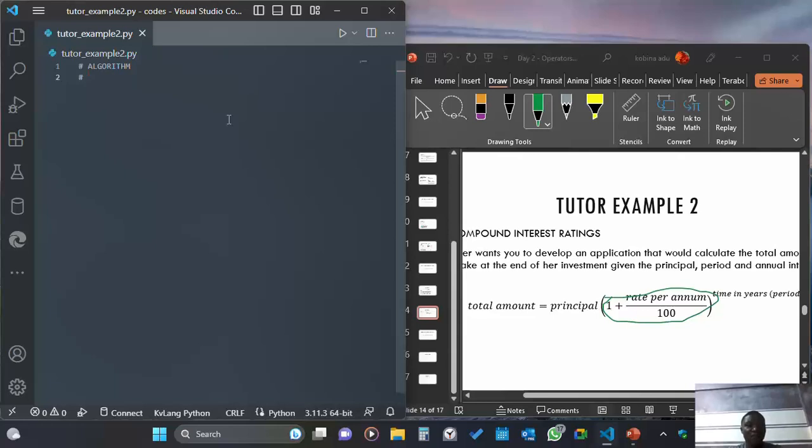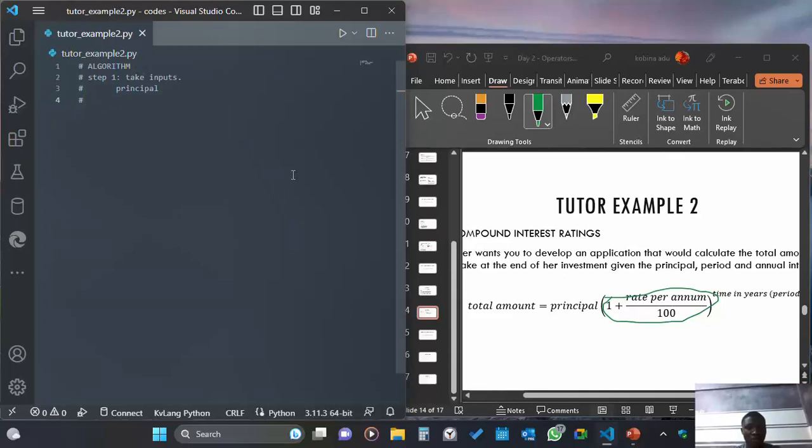So we have algorithm. Now, what will be our step one? The first step is to take inputs. And by taking input, what inputs are we taking? When we look here, we have the principal, we have the rate, and we have the time. So we are going to take in the principal. We are going to take in the rate. Let me put each of them on the next line.